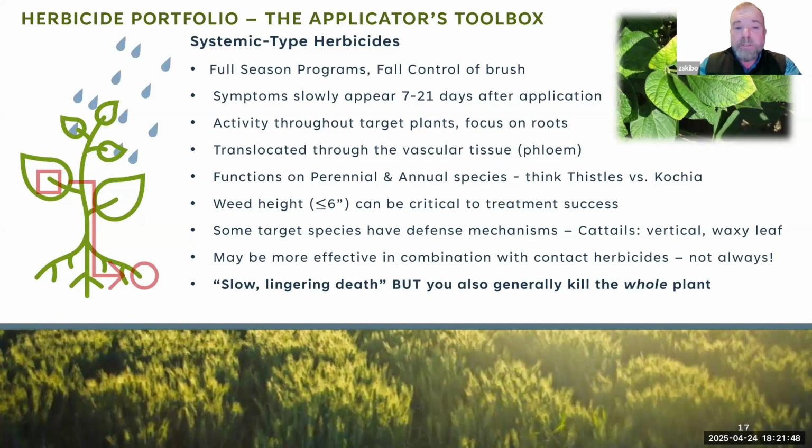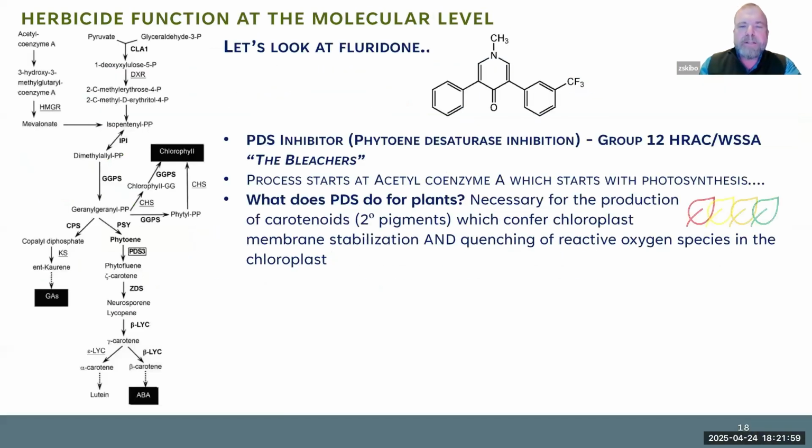Again, at the end of the day, with your systemic type herbicides, you should expect to see a slow, lingering demise of plants, but you're generally going to kill the whole plant, which again, with biennials and perennials, is the effect that you're after. So I mentioned fluridone earlier.